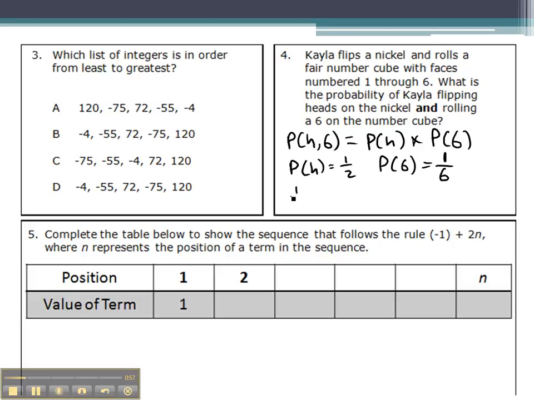So it's 1/2 times 1/6. Top times top, bottom times bottom. 1 times 1 is 1. 2 times 6 is 12. So the probability is 1/12.